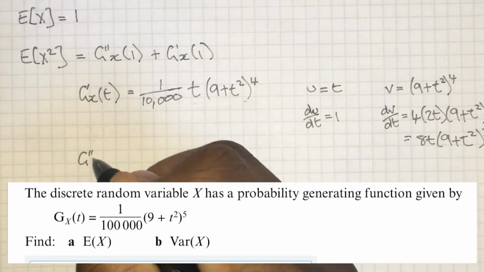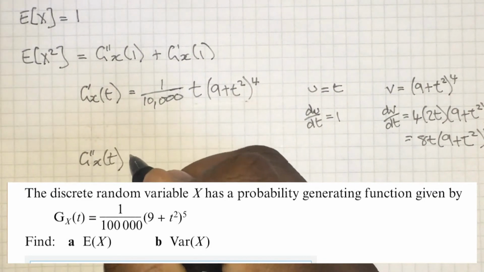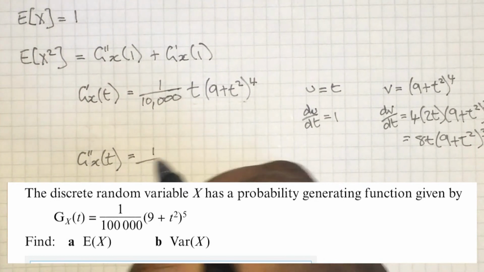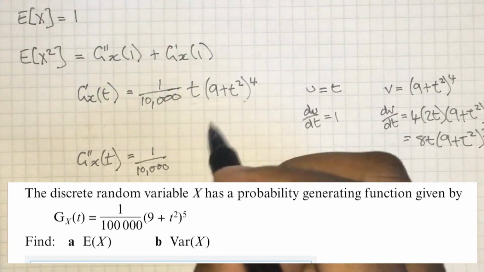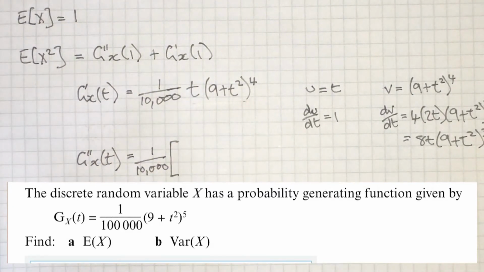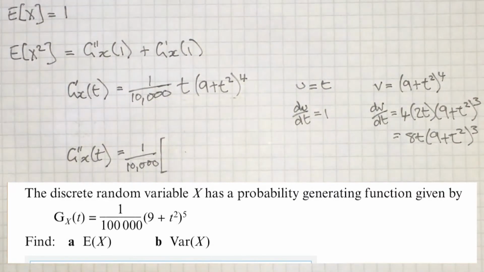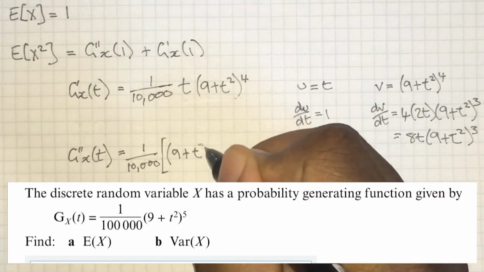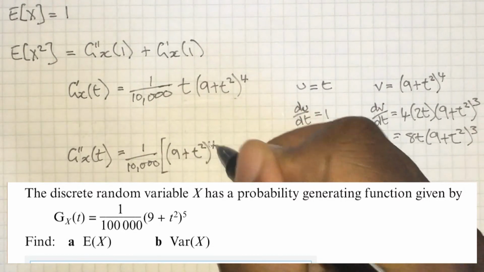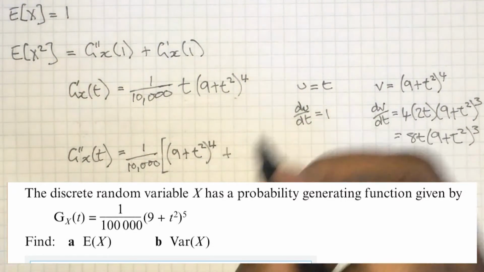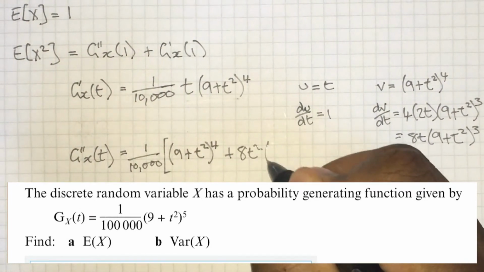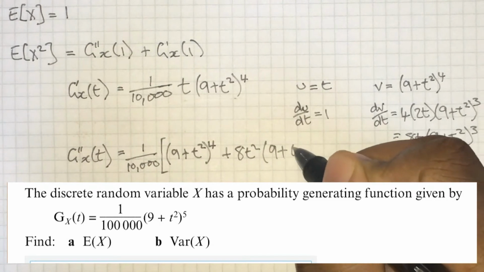Okay, so from here I'm looking to compile the second derivative. As I said, I've taken the coefficient, the 1 over 10,000, outside. So I'll just write that outside of some square brackets. And I'm going to go with the product rule. And I'll do v multiplied by du dt. So that's the original bracket multiplied by 1, plus u multiplied by dv dt. So it's going to be t multiplied by the 8t. So I'll get 8t squared. And then my bracket to the power of 3.